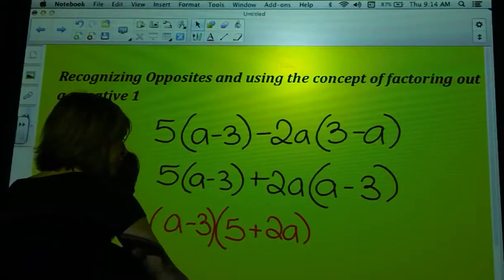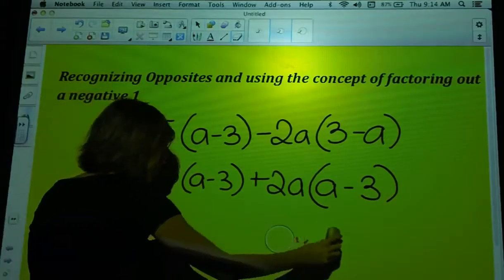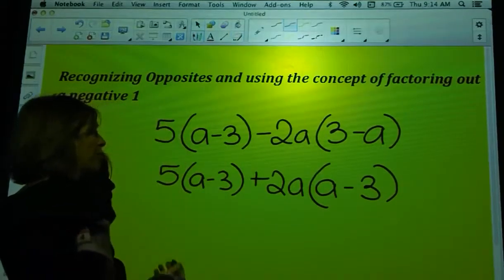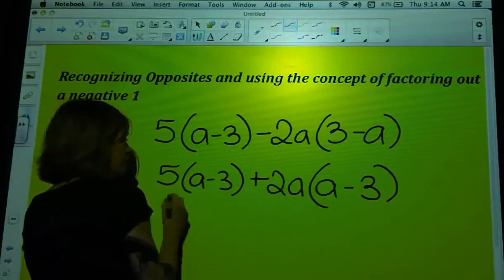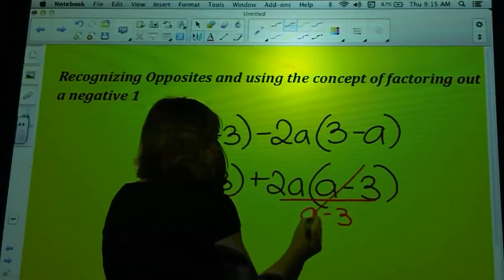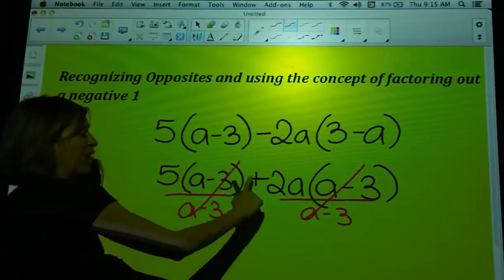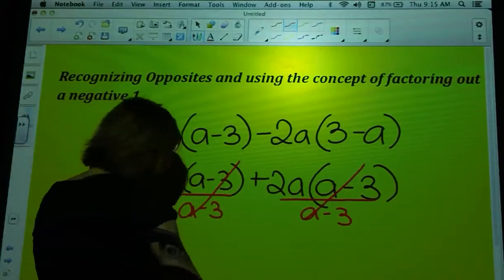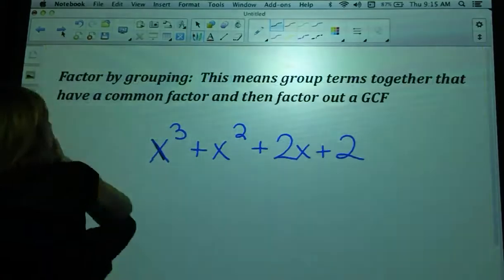Now one thing I want to remind you about in this situation is if you're unsure of what you're going to be left with, remember, take your GCF, which we said was a minus 3, just divide it into both terms, and that's going to be what you're left with, so 5 plus 2a. Okay? All right, let's make it a little bit harder.